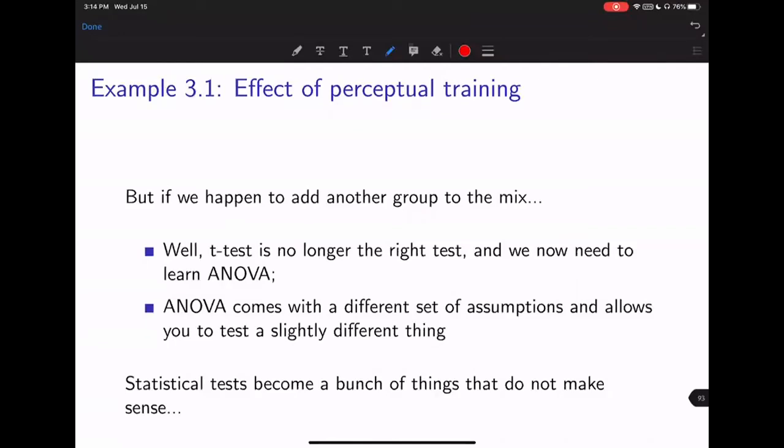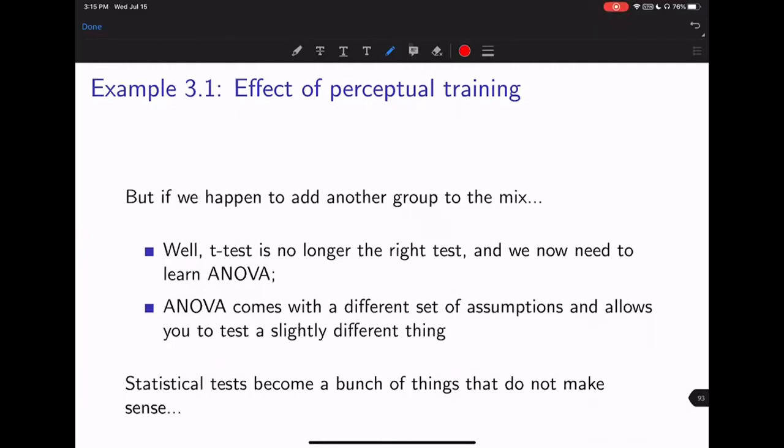And then ANOVA comes with different kinds of assumptions. The name ANOVA is analysis of variance. So it is a slightly different analysis, and it has a different set of assumptions. So you need to relearn everything again.